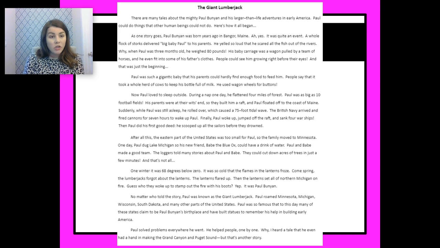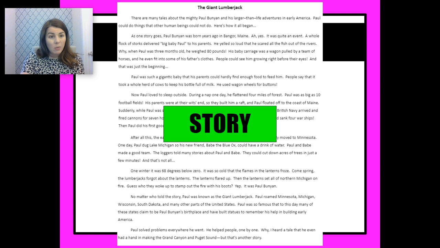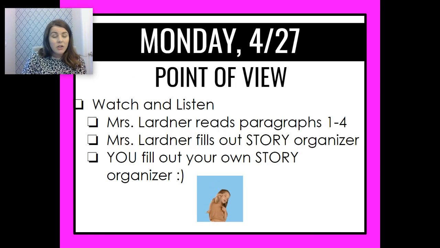Our goal here, what we're trying to accomplish, is one, we're going to read through the text, and we're going to fill out a story organizer. So you're going to listen to Mrs. Lardner read through the text and fill out part of my story organizer. Then, as we're filling out our story organizer, we're going to be thinking a lot about the point of view. What is the point of view in this story? After I've read a little bit, you're then going to read the rest of the text and fill out your graphic organizer on your own.